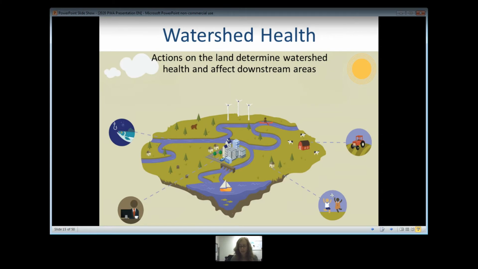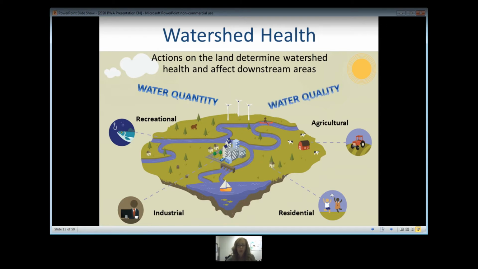So watershed health can be monitored different ways, and it's impacted by different activities that we do on the surrounding land, and what kind of activities can impact our waterways, one of them being our recreational activities. It can be agricultural activities, or industrial, or residential activities as well. But our waterways are also impacted by our water quantity, so how much water we have running through them, and our water quality.